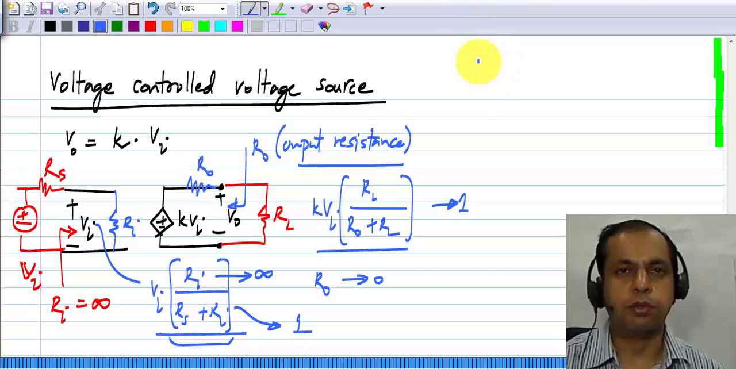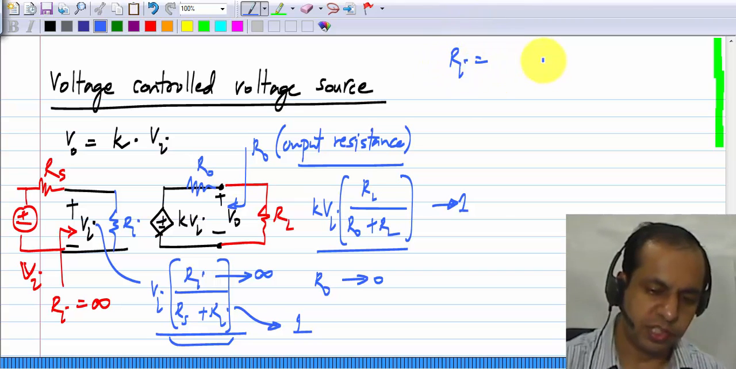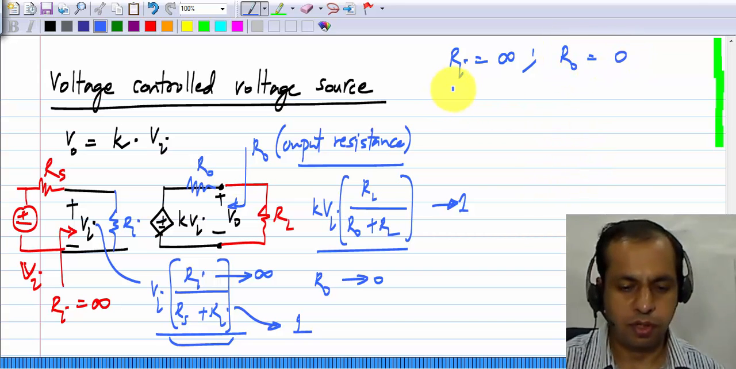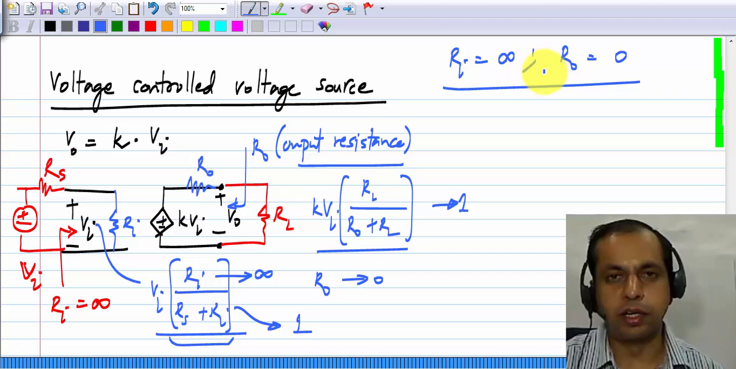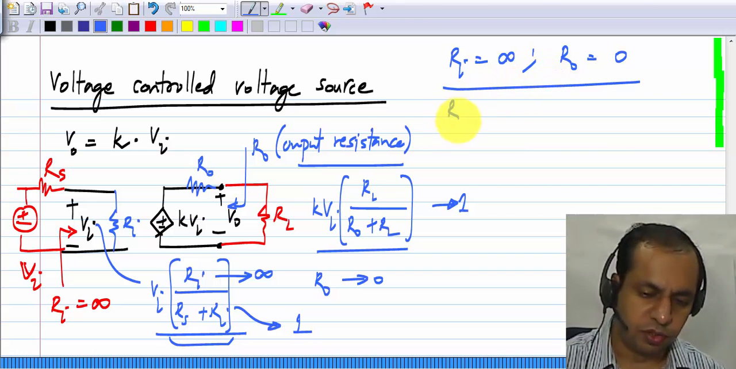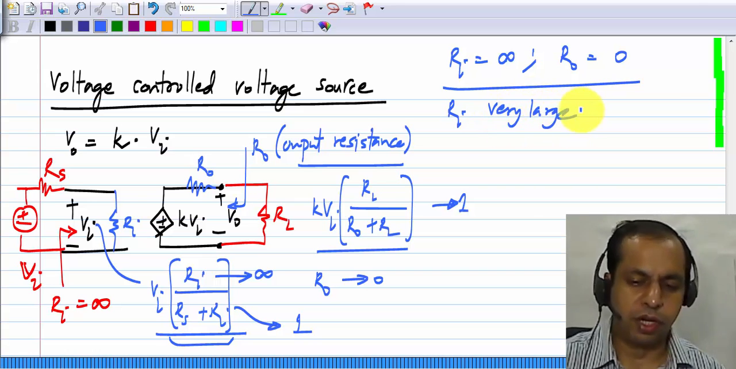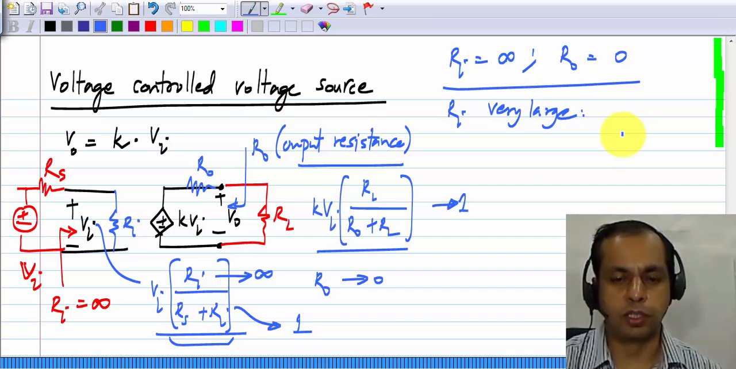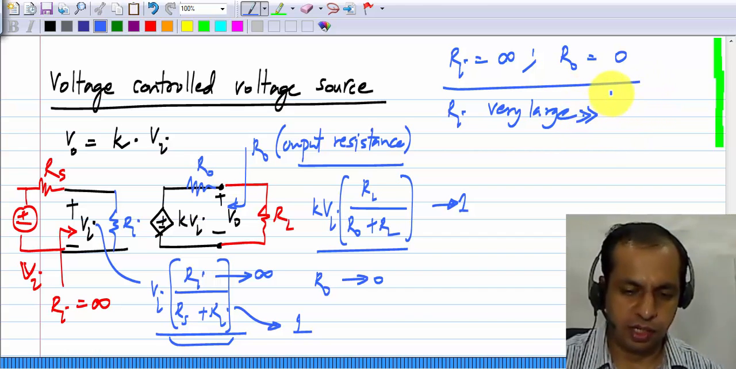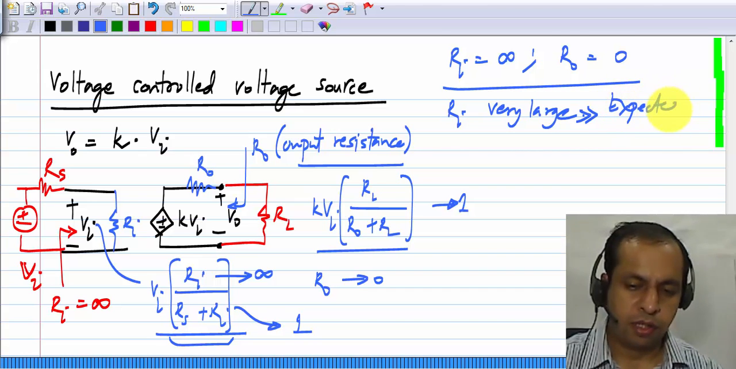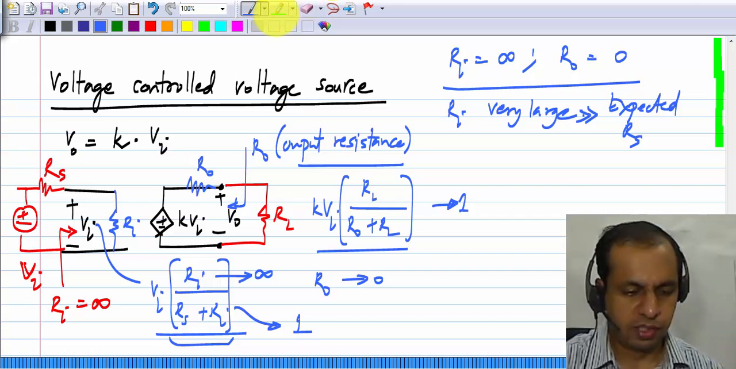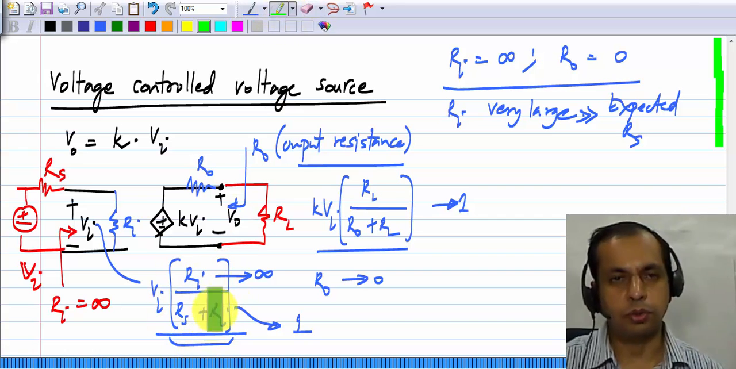So the characteristic of a voltage controlled voltage source is that the input resistance Ri is infinity and the output resistance Ro is 0. In practice, we can't get an infinitely large input resistance. So Ri has to be very large. And when you have a quantity with dimensions like Ri, we have to say it is very large compared to what? In this case, it should be much larger than the expected range of values of Rs. In that case, regardless of the value of Rs, this fraction here will be close to 1.